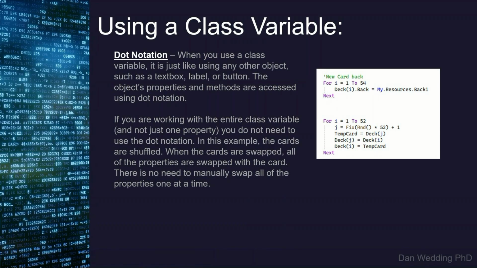When you use a class variable, it's just like using any other object, such as a text box, label, or button. The object's properties and methods are accessed using dot notation. If you're working with the entire class variable, you do not need to use dot notation. In this example, the cards are shuffled. When the cards are swapped, all of the properties are swapped with the card. There's no need to manually swap all of the properties one at a time.